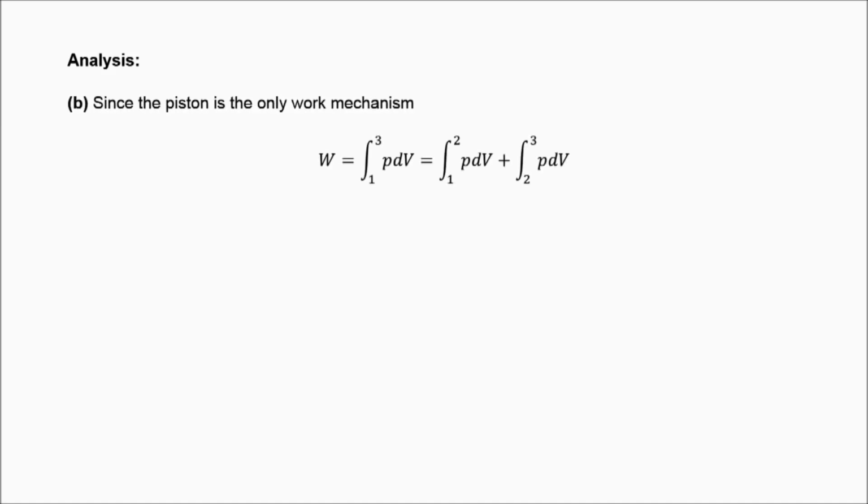Having completed all the preliminary steps for our solution and represented the processes in the PV diagram and TV diagrams as requested for Part A, let's develop the analysis. For Part B, since the piston is the only work mechanism, we can express the work for the whole process as W is equal to the integral from 1 to 3 of PdV, which is equal to the integral from 1 to 2 of PdV plus the integral from 2 to 3 of PdV.